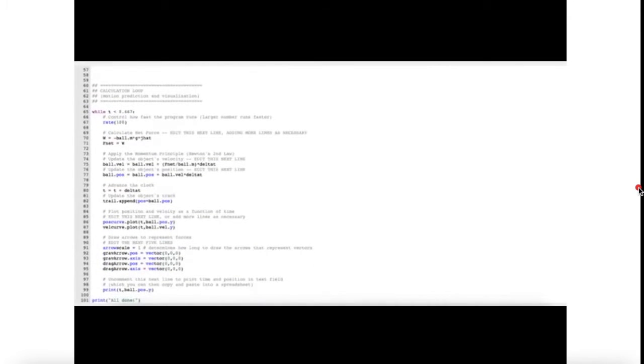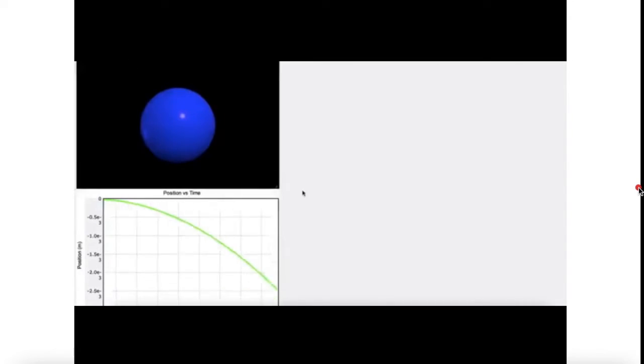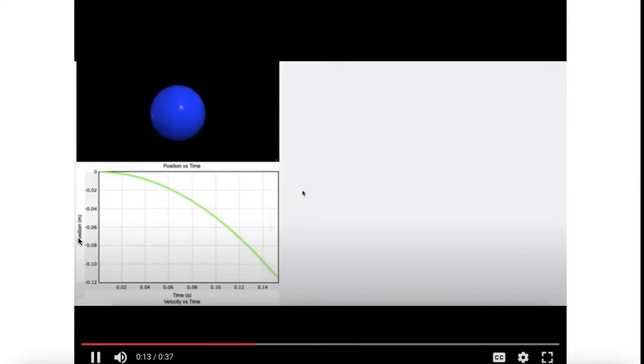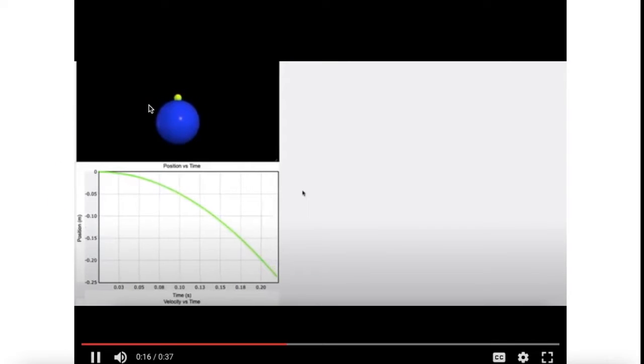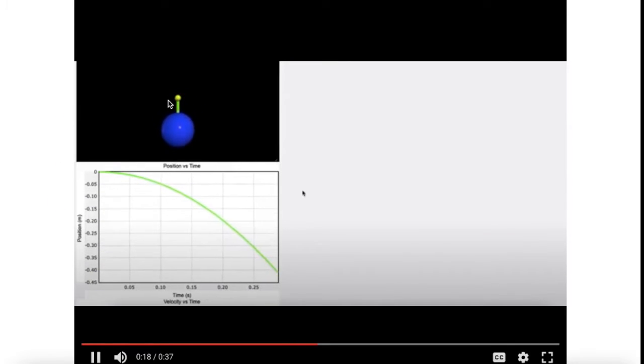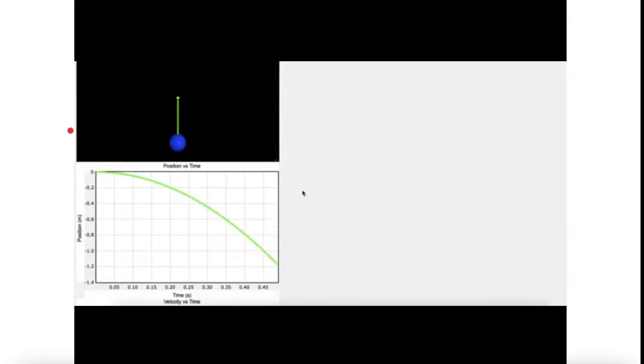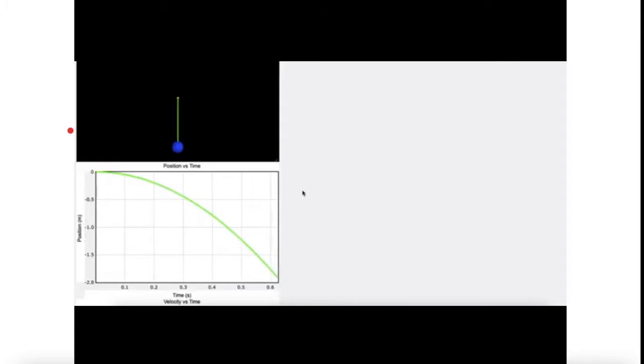So here we run the model through, we run our code through, and we'll see in the model our position versus time graph, and we'll see that there's only one force acting on the ball. So here we have the final position versus time graph.